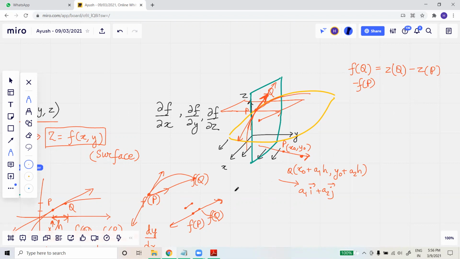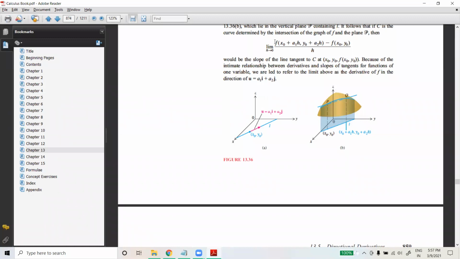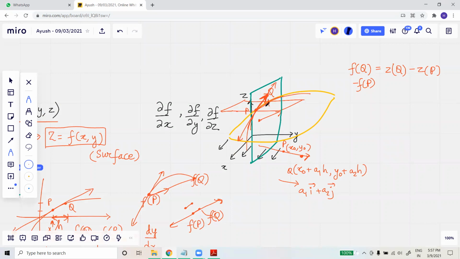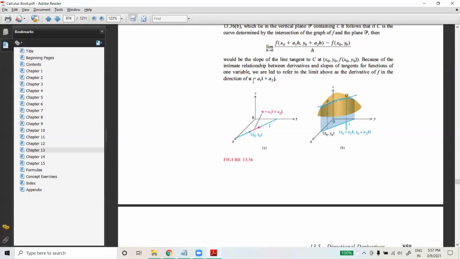Actually the numerator in that term, this numerator, is like Z at Q minus Z at P, right? Z of x0, y0, and this is Z at a different point. And divided by what? Divided by this distance. This is h, and h has been traveled in this direction.